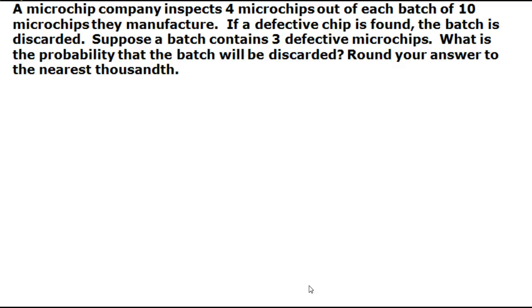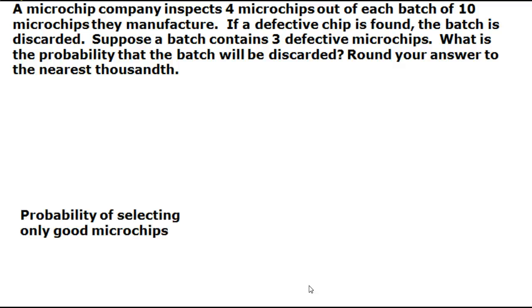Okay, so we have to think about this again. We're going to calculate the probability of only selecting good microchips. The reason we're going with only good microchips is because it says if at least one of these is defective, the entire thing will be thrown out. So we're trying to figure out the probability that at least one of these is defective. That's the same thing as 1 minus the probability that none of them are defective.